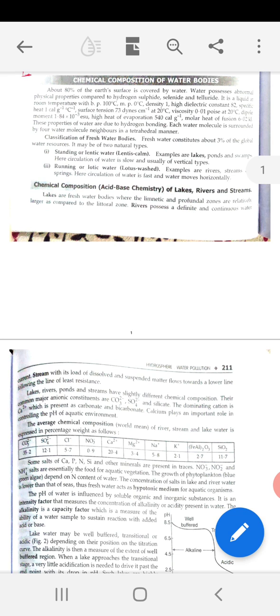Now chemical composition, that is, acid-base chemistry of lakes, rivers and streams. Lakes are freshwater bodies where the limnetic and profundal zones are relatively large as compared to the littoral zone. Rivers possess a definite and continuous water current. A stream with its load of dissolved and suspended matter flows towards a lower level following the line of least resistance.